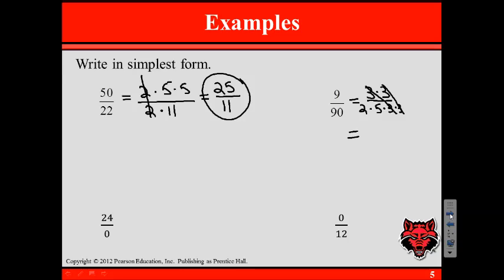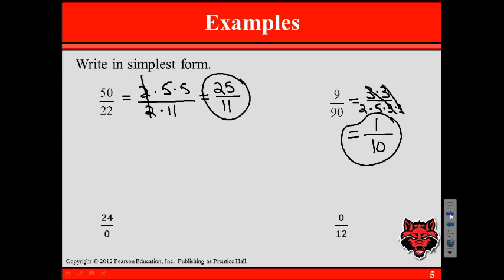That doesn't mean that we don't have a fraction any longer. That means that all of our factors are gone, and we're going to put a placeholder of 1. 1 over 2 times 5 is 10. So 9 over 90, written in simplest form, is 1 over 10.